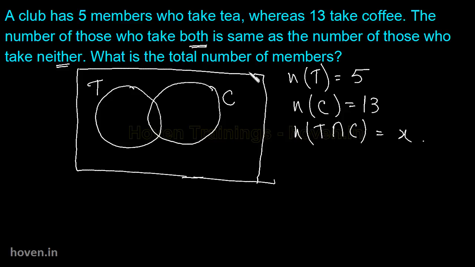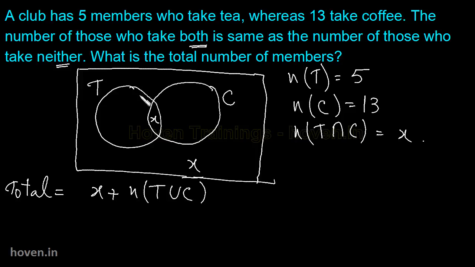Okay. What is the total number of members? Total will be those who don't take anything, that is lying outside these two circles. Now he has already said the number of those who take both is same as the number of those who take neither. So the people lying outside would be X, and people here are also X. So the total would be X plus n(T union C), who take tea or coffee. So this is the total.